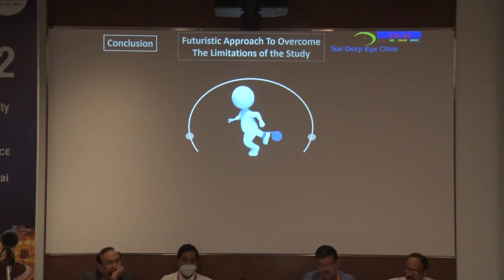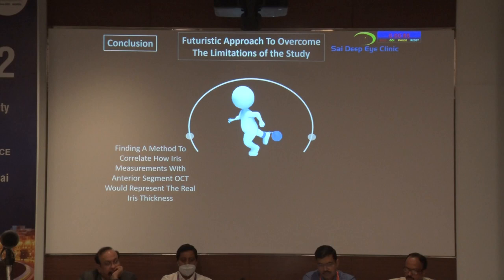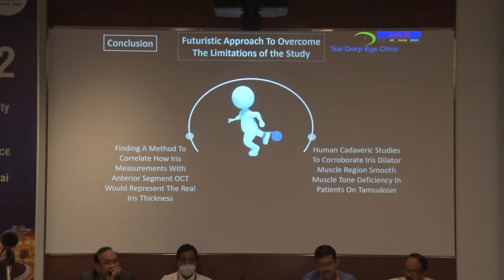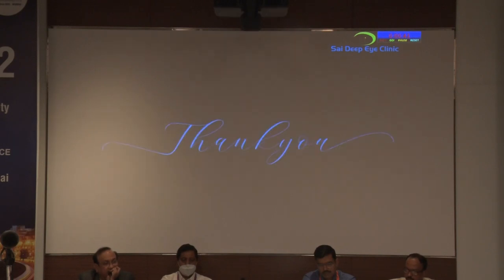What are the futuristic approaches to overcome the limitations of my study? Finding a method to correlate how the iris measurements with anterior segment OCT would represent the real iris thickness, and if we could do human cadaveric studies to corroborate the iris dilator muscle region smooth muscle tone deficiency in patients on tamsulosin. Thank you.